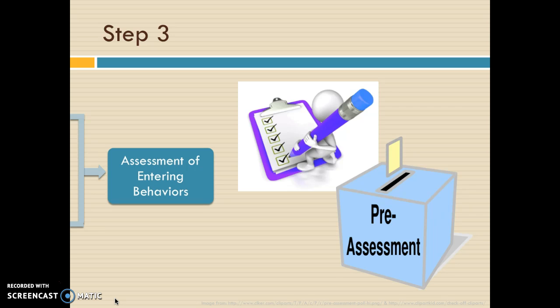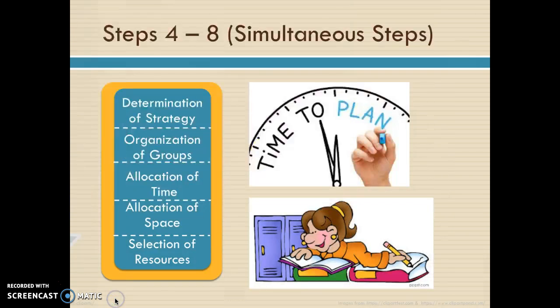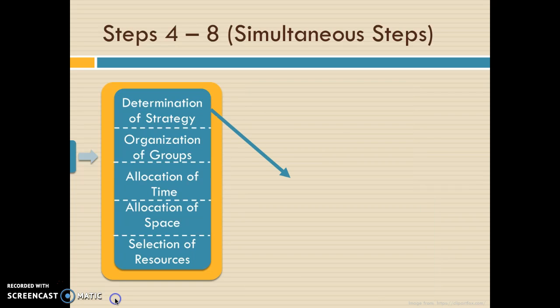This is important to do before the next phase, as the information gained during assessing the entering behaviors greatly influences the next phase. The next phase includes 5 simultaneous steps. Gerlach and Eli note that any decision in each of these steps can influence any number of the other steps in this phase. The simultaneous steps are identified as determination of strategy, organization of groups, allocation of time, allocation of space, and selection of resources.